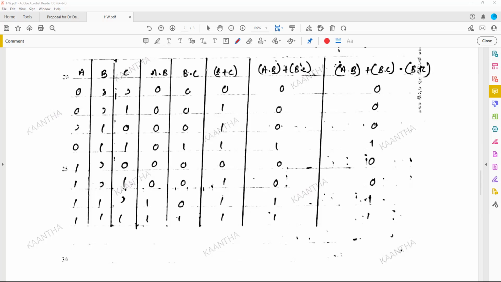So the symbol is something like this, and if the inputs are A and B, the output is F. F is equal to A plus B. This plus means Boolean addition. Boolean addition means not really mathematical addition.